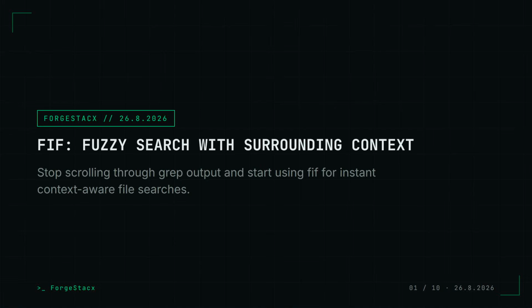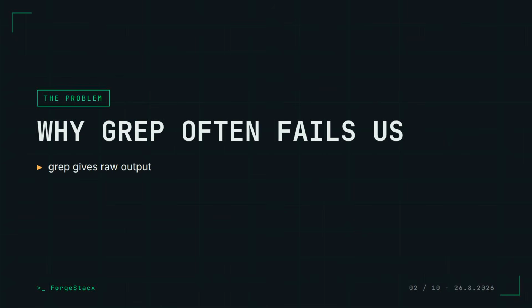Stop scrolling through grep output and start using FIF for instant context-aware file searches. We have spent years mastering grep. We know the flags, we know the regex patterns. But when you are hunting for a specific configuration value inside a massive codebase, raw grep output can be brutal.